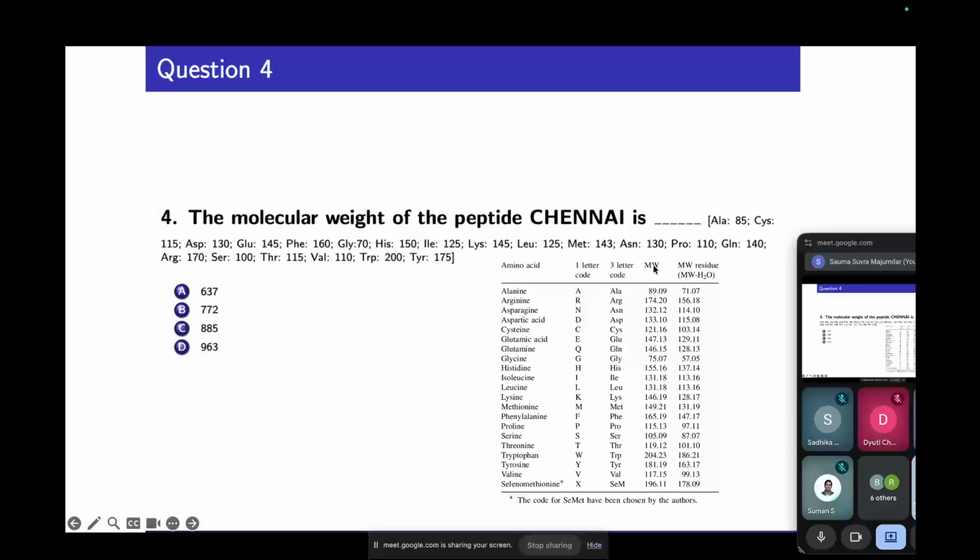Do not go with the molecular weight given here. Go with the molecular weight given here. Right.